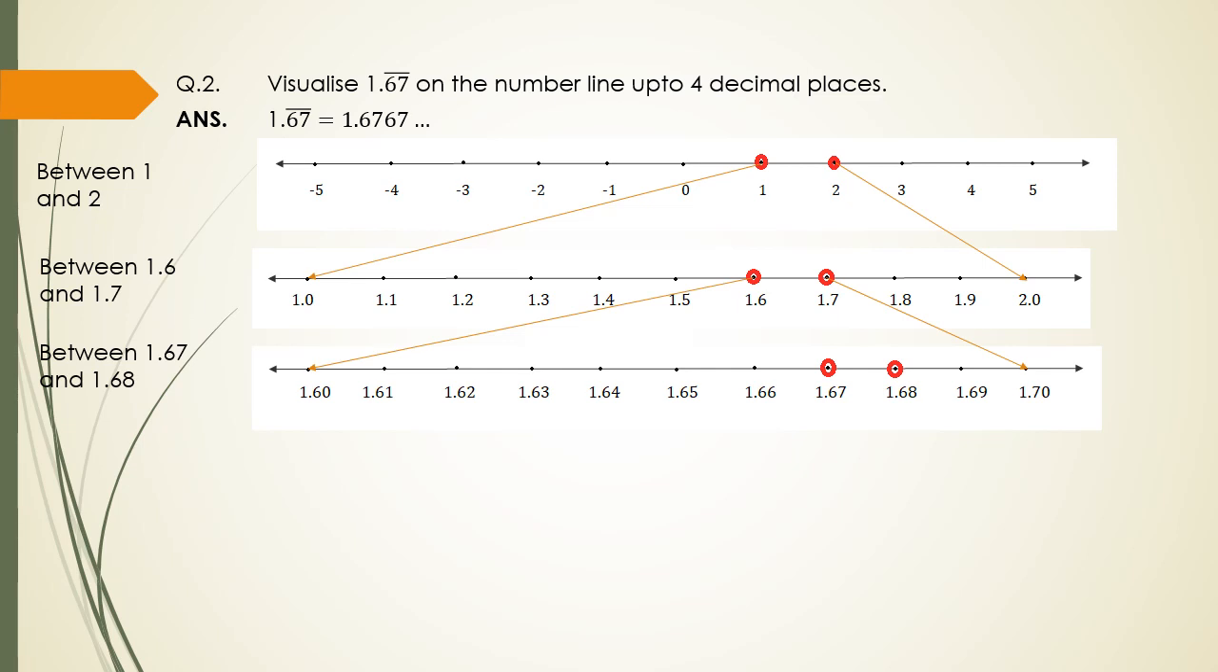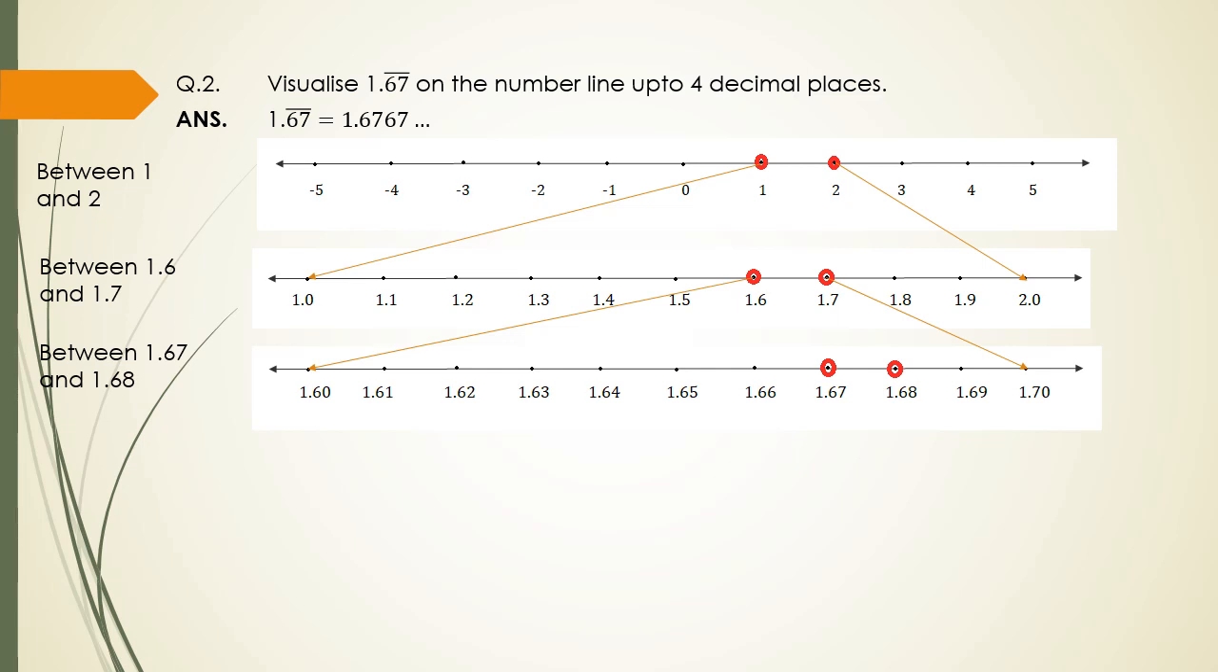Now again, if you see, the first two digits in the decimal part of our number are 6, 7, meaning our number is lying between 1.67 and 1.68. That's why these two numbers are located with circles, because our required number is lying between these two numbers, that is 1.67 and 1.68.